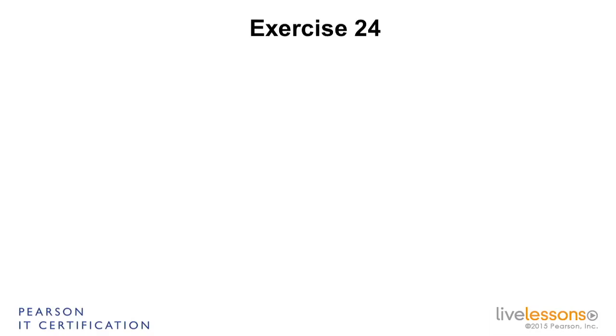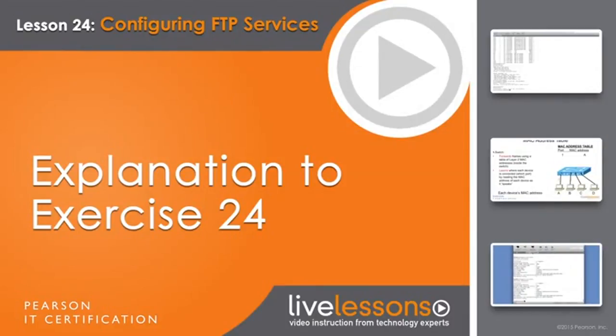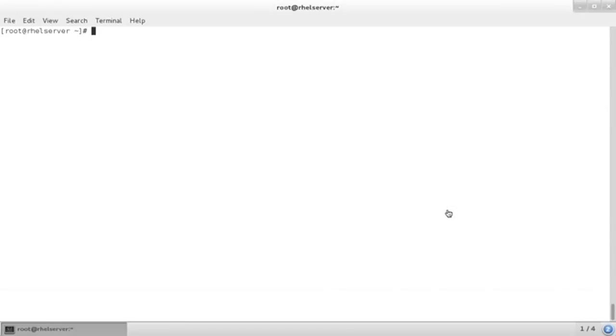Now that you know all you have to know about FTP, let's do an exercise. In this exercise, I would like you to configure an FTP server for anonymous downloads. Make sure it is enabled in your default firewall zone and that SELinux doesn't block any anonymous downloads. So the exercise is to configure an FTP server for anonymous downloads. That shouldn't be too hard, but you also need to make sure that it is enabled in your default firewall zone and SELinux doesn't block anonymous downloads.